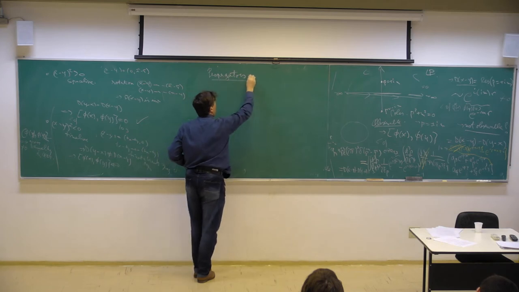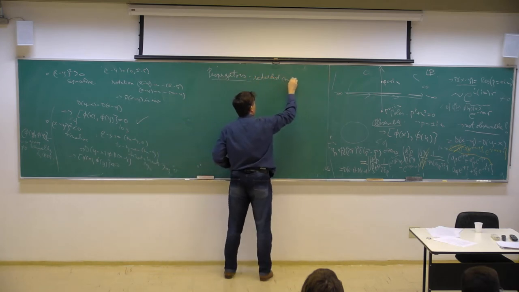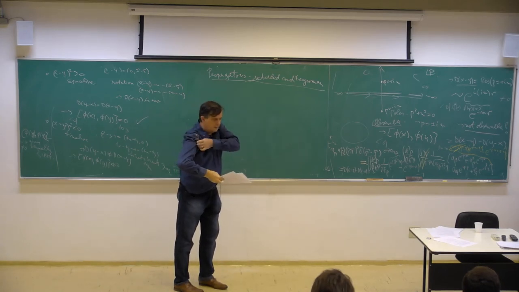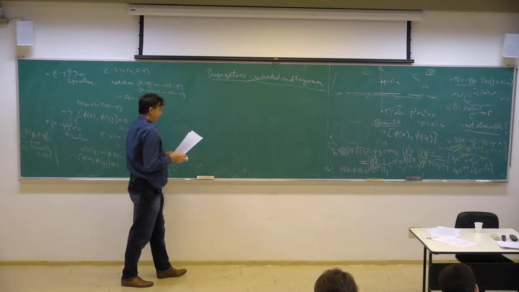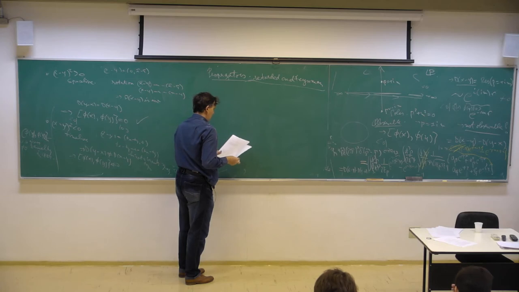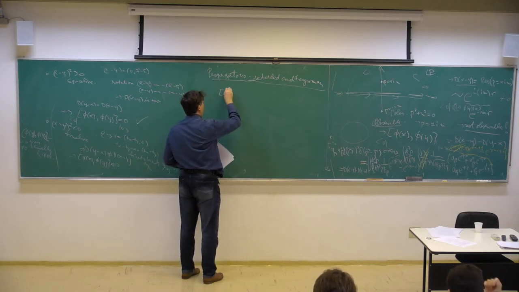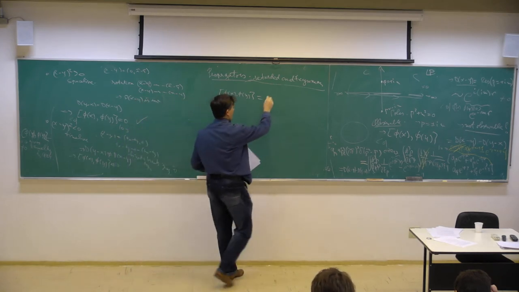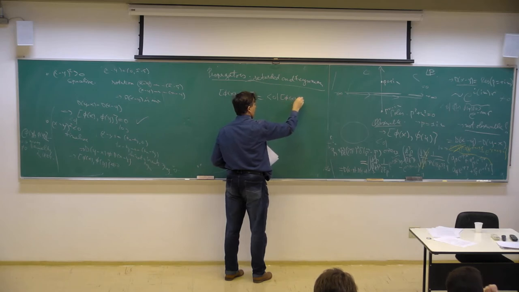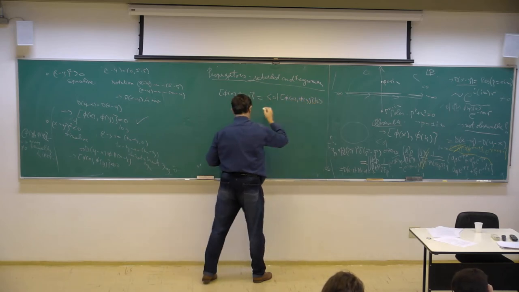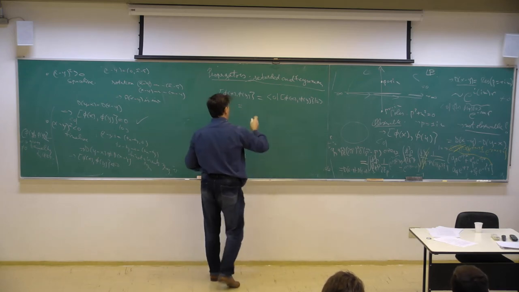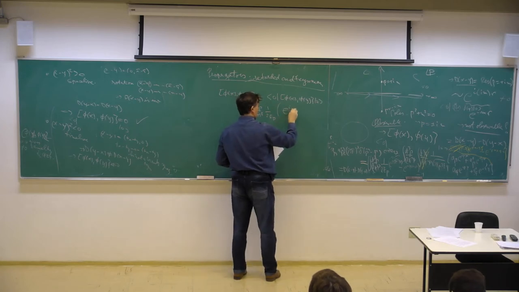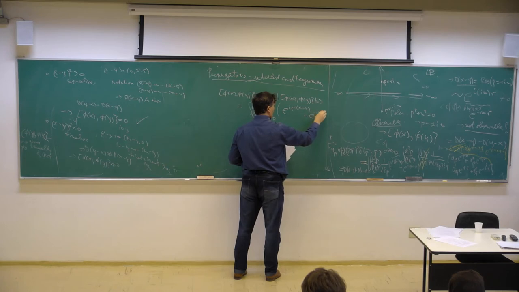So now let's see what the propagators are, and which are the physical ones. Let's start with this last calculation that we did. So we saw that the commutator was the same as the vev of the commutator, and one way of writing it was this: e^{ip(x-y)} minus e^{-ip(x-y)}.